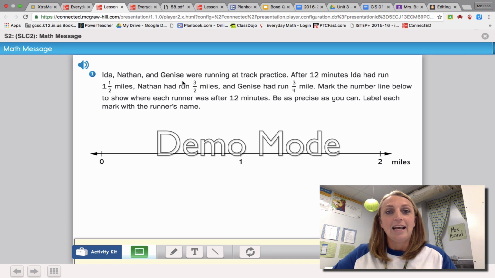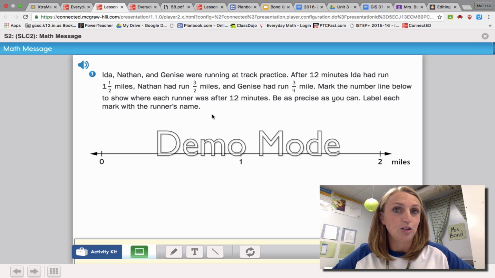Ida, Nathan, and Janice were running at track practice. After 12 minutes, Ida had run 1.5 miles, Nathan had run 3.5 miles, and Janice had run 3/4 mile. Mark the number line below to show where each number was after 12 minutes. Be as precise as you can. Label each mark with a runner's name.